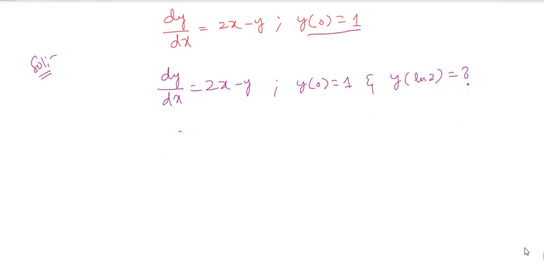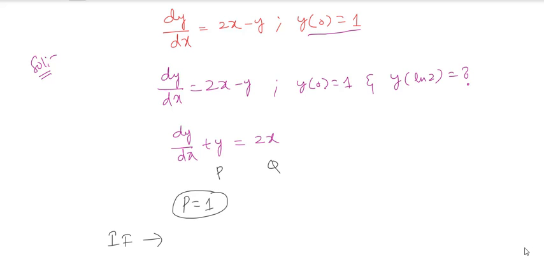Simple strategy: dy/dx, taking this y to this side, minus y becomes plus y, equal to 2x. So this is a linear equation in y. This is P, this is Q. So P will be 1 here. Now calculate the integrating factor. The integrating factor is e to the power of integral of 1 dx, so e to the power of x is the integrating factor. Am I right or not?